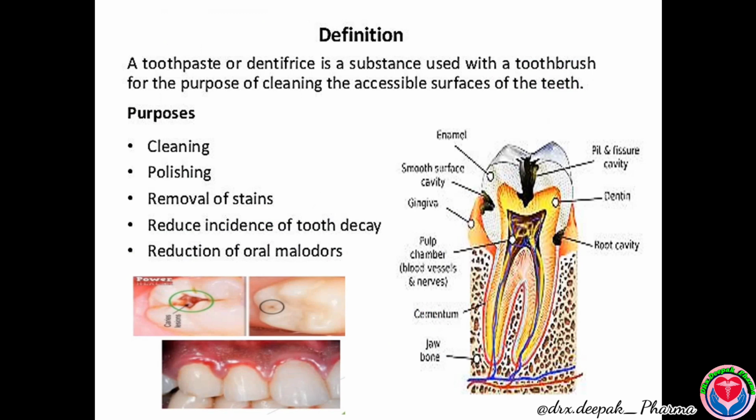So toothpaste or dentifrice is a substance used with a toothbrush for the purpose of cleaning the accessible surface of the teeth. Now, what is the purpose of cleaning? Polishing, removal of stain, reduction of incidence of tooth decay, reduction of oral malodors. Right, you can see on the screen the structure of the teeth. The outer part, which is the hardest part of the body, is enamel.